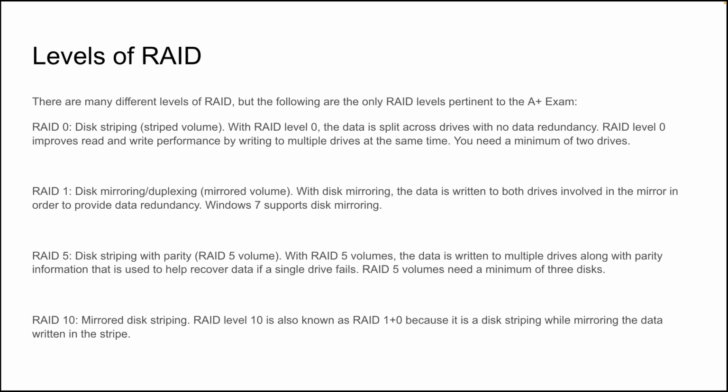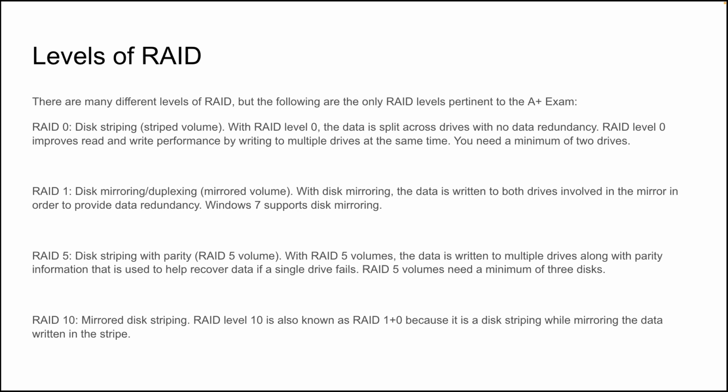There are different levels of RAID. There are a lot of different levels of RAID, but for the CompTIA A+, there's only a couple that you need to know. RAID 0 is disk striping. With RAID level 0, the data is split across drives with no data redundancy. RAID level 0 improves read and write performance by writing to multiple drives at the same time. You need a minimum of 2 drives.